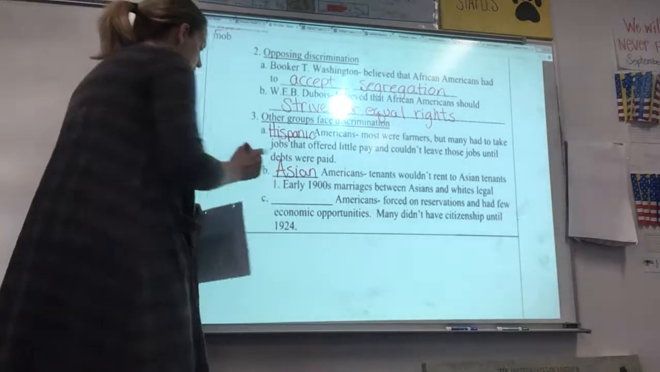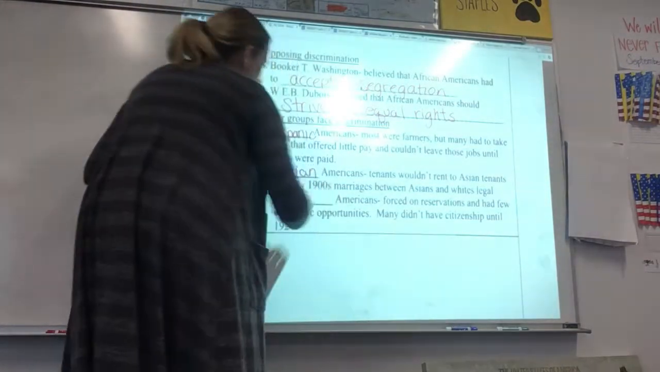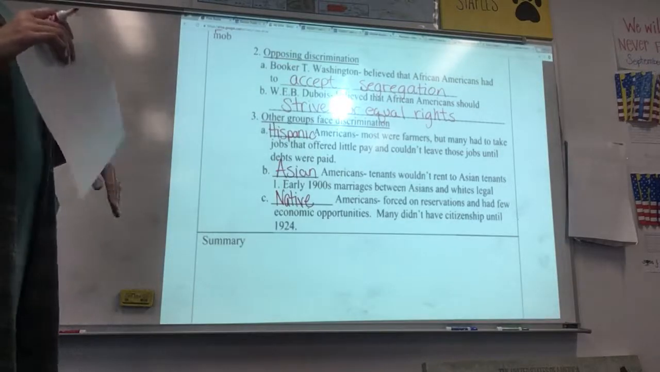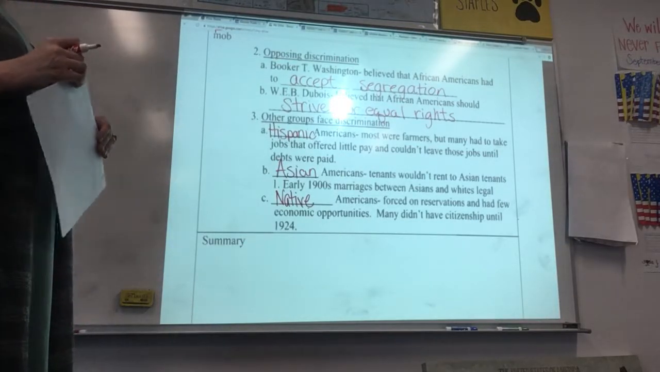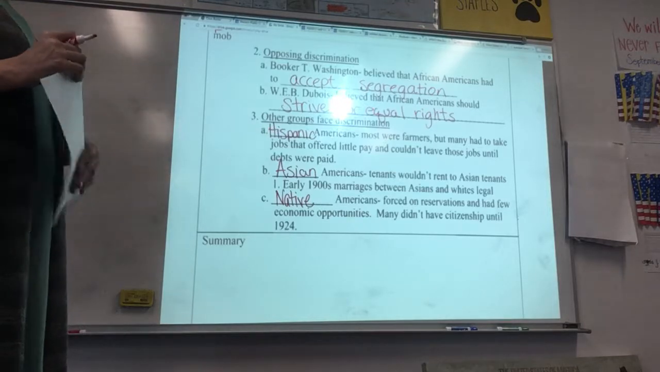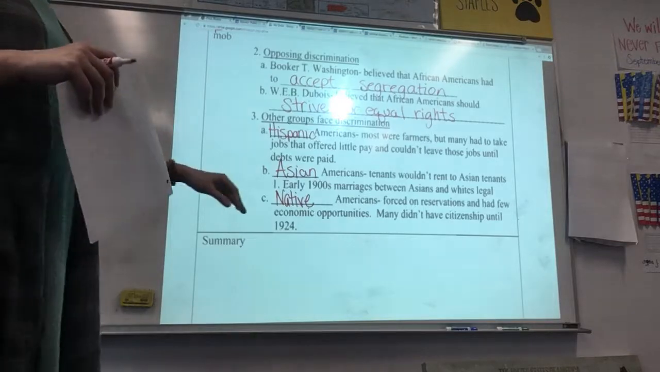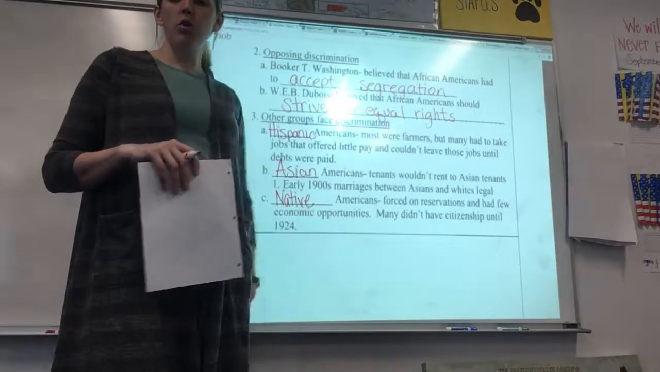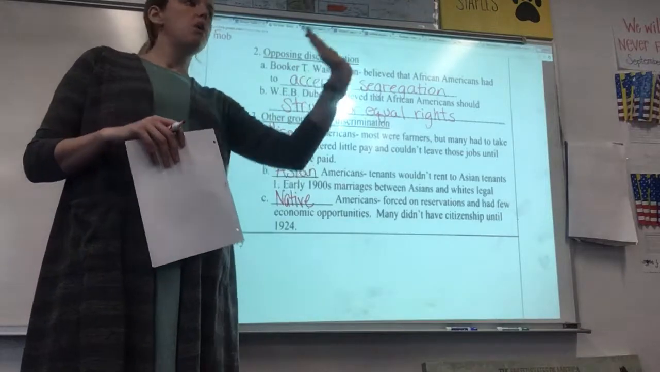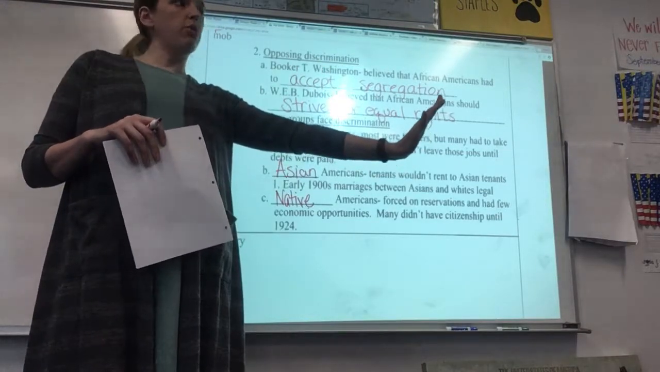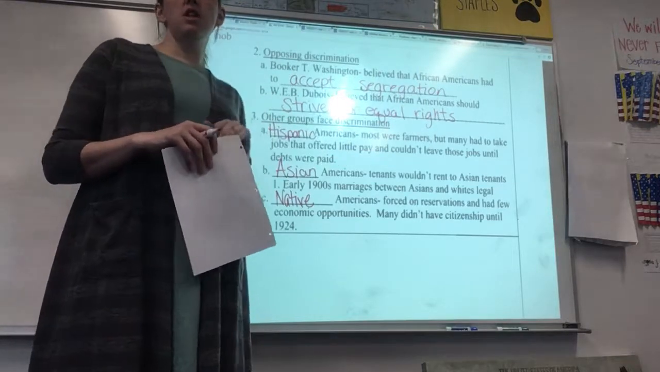And then Native Americans still faced a lot of discrimination. They were forced onto reservations and had few economic opportunities. Many of them did not have citizenship until 1924. Insane to think about that. A reservation is an area of land where they forced them to live. So they came, kicked them off of the land that they were on, made them go live somewhere new that wasn't always a nice area to live, and they forced them to live there.